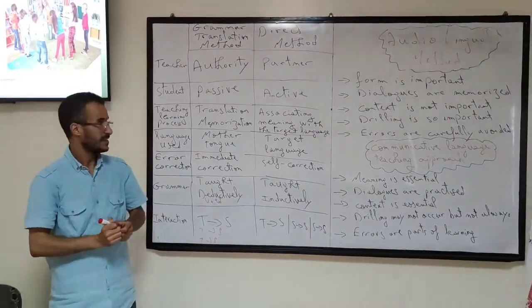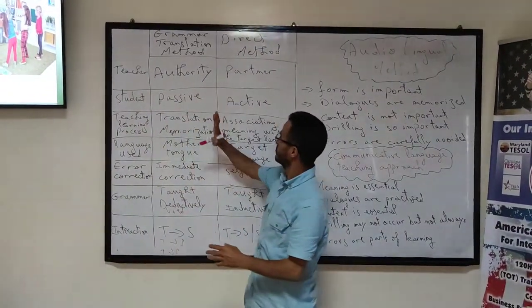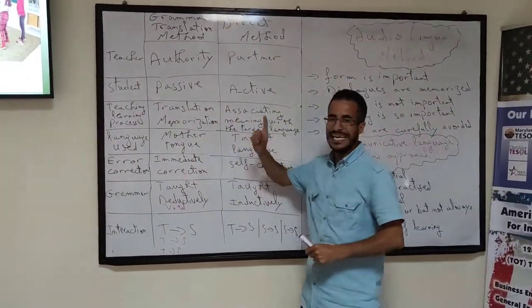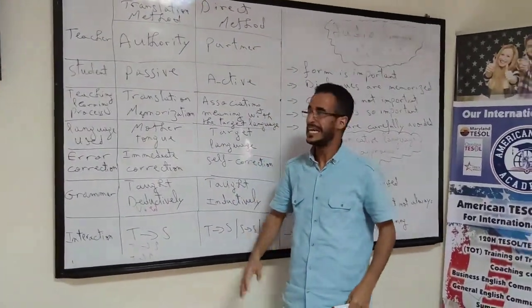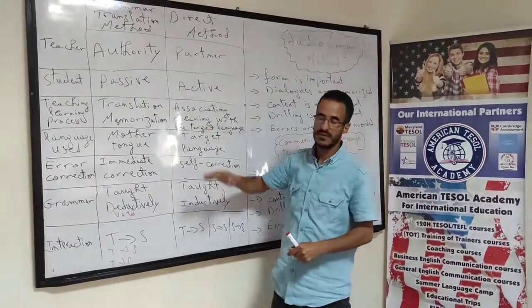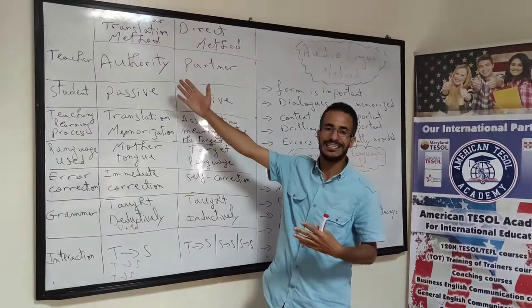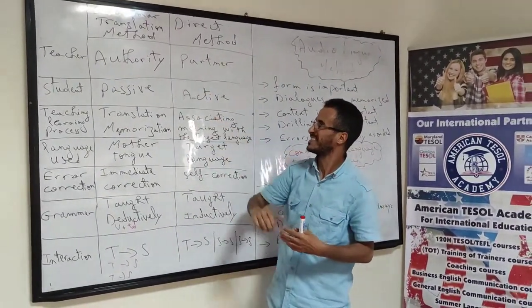Great. Now, the second method, the direct method. Hello, grammar translation. Are you crazy? This is not the way we teach English. This is not the way we learn English. So the direct method came as a reaction against the classical method, which is grammar translation.